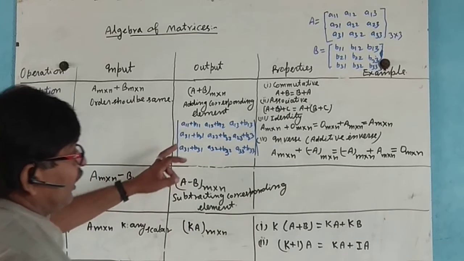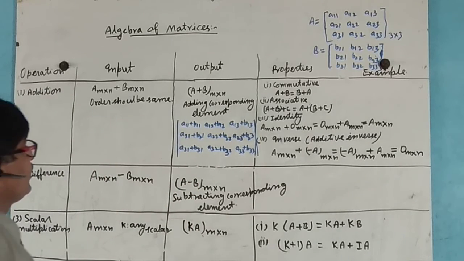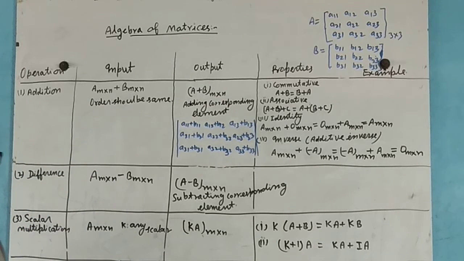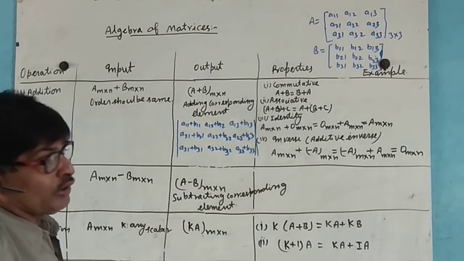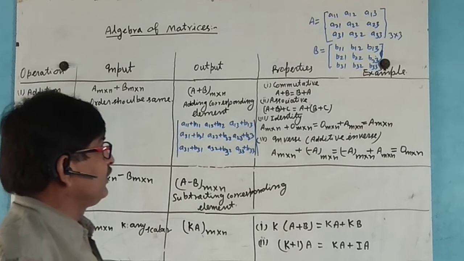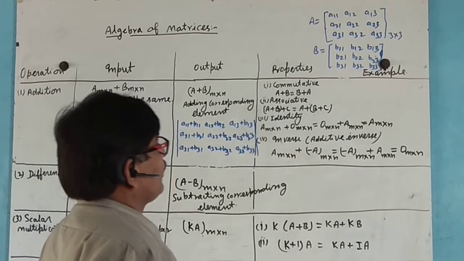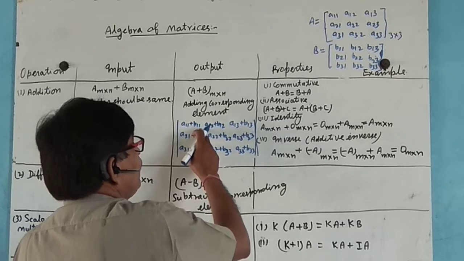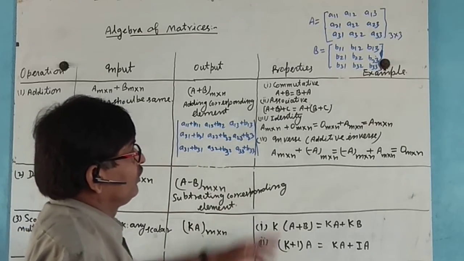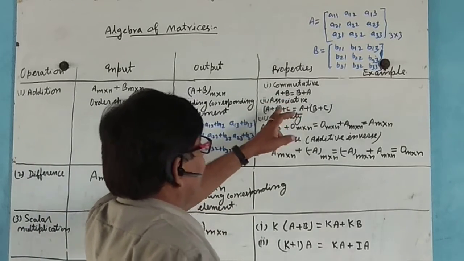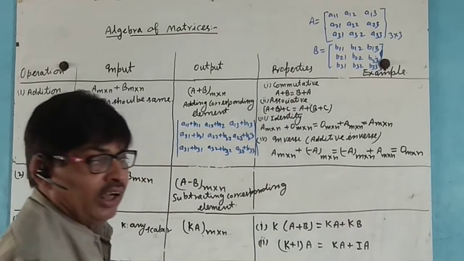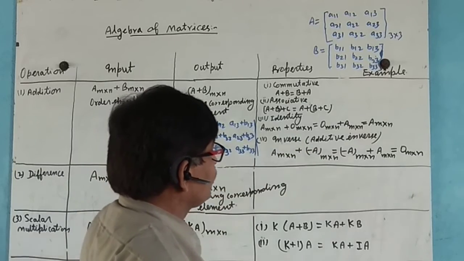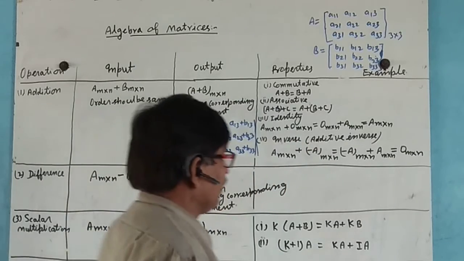Also, the order will be the same. It means that for the addition operation, the elements are added correspondingly and the order is the same. This holds the commutative law, A11 plus B11 or B11 plus A11, and the associative law, and also the identity zero, and the inverse also exists here.